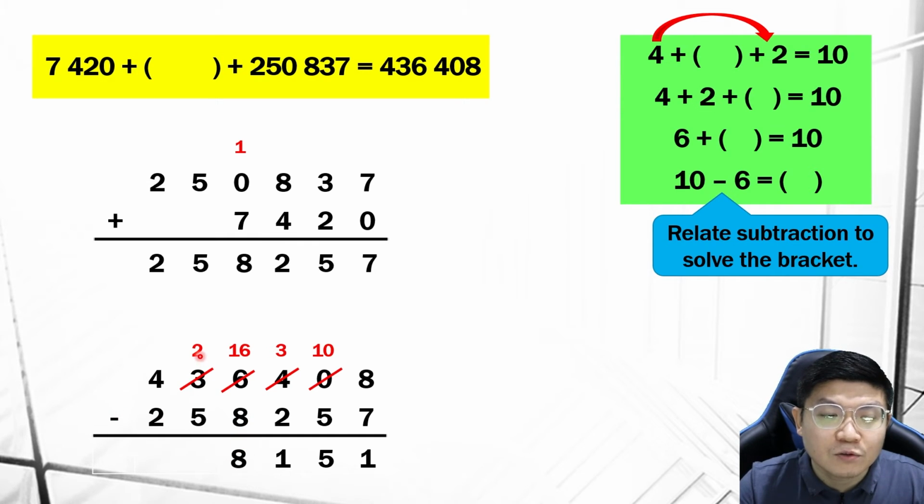Now, 2 minus 5, not enough. I have to borrow from the 4. So the 4 becomes 3. And this 2 becomes 12. Now, 12 minus 5 is 7. 3 minus 2, which is 1. So this is the final answer. And I check, this final answer is actually less than the total.